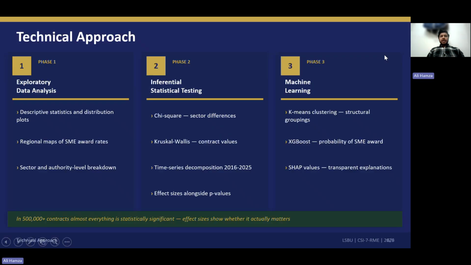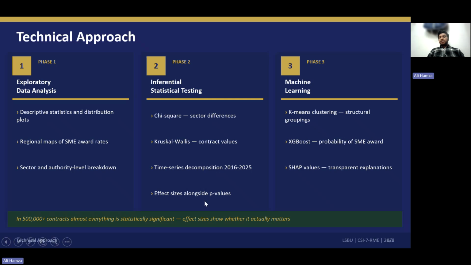Coming towards the technical approach. First, we will do the EDA, exploratory data analysis. There, we will see the charts and plots to see how these things are working. Then we will see the regional maps and sectors. Then we will do inferential statistical testing. There, we will use the chi-square for the sector differences, to see in which particular sector the procurement project is being won.